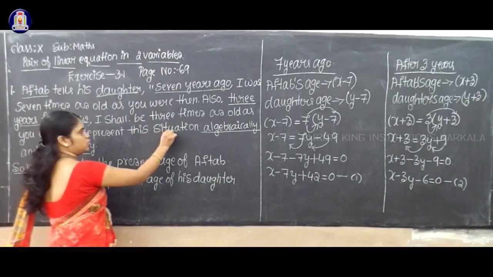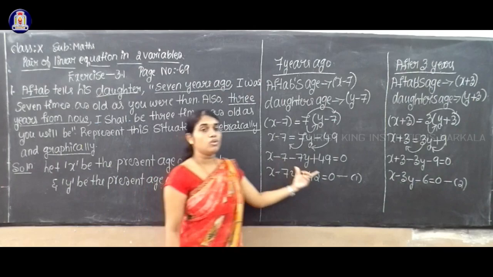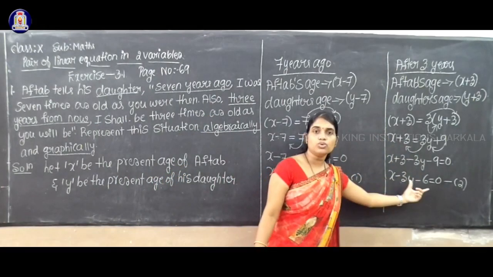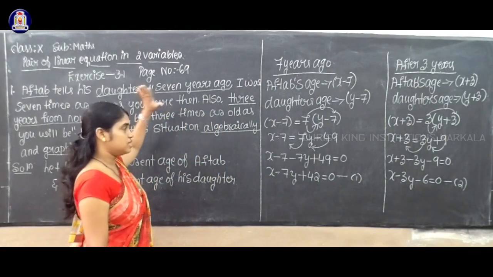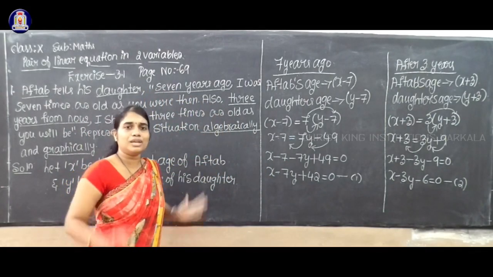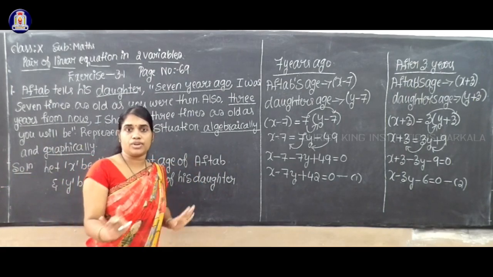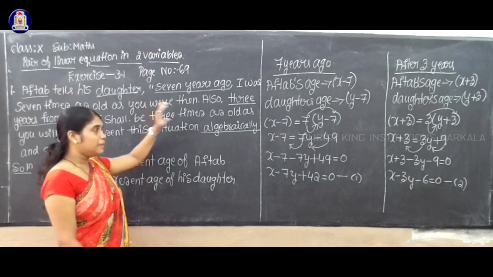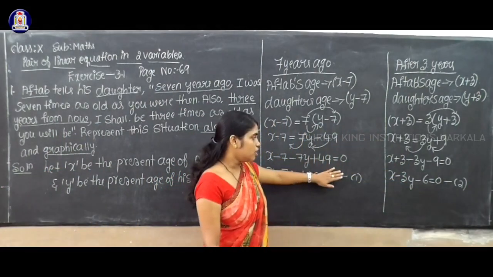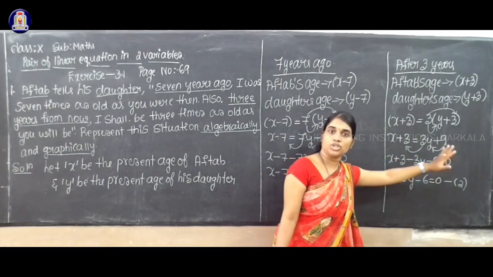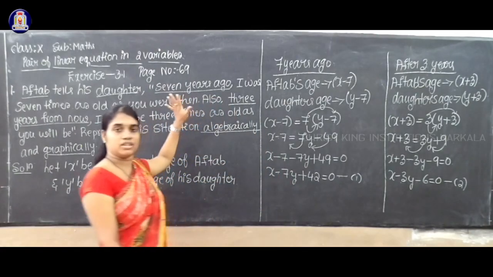Represent this situation algebraically. That means equation 1 and equation 2 is the algebraic representation of this given situation. They just asked to represent. They did not ask to find out their present age, no need to find. Just they asked to represent the situation algebraically. So therefore, equation 1 as well as equation 2 is the algebraic representation of this given situation.